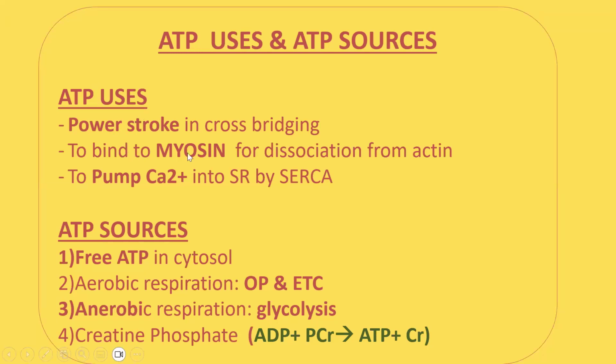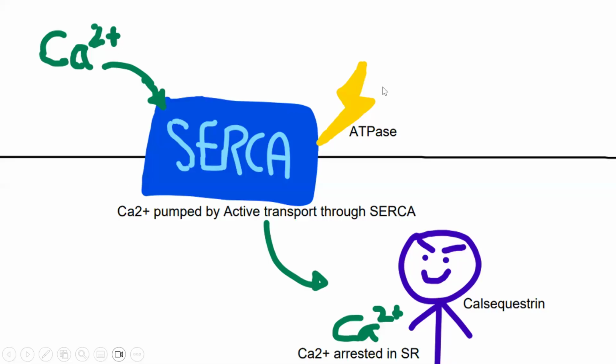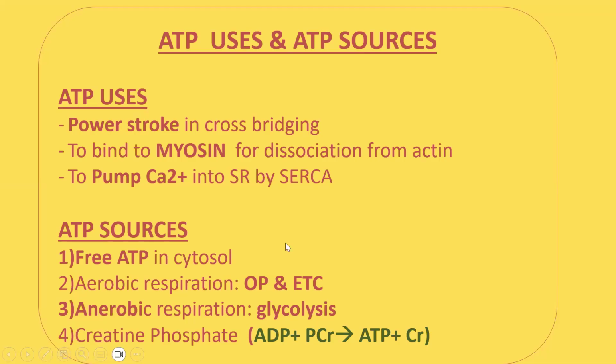The second location is that another ATP molecule will come and bind to the myosin head to cause the detachment of myosin from actin when we want to repeat the cross-bridge cycle. The third location is what we just discussed. We need ATP to pump calcium back into the sarcoplasmic reticulum. So again, ATP is used in three locations: the power stroke, the detachment of myosin from actin, and pumping calcium back into the sarcoplasmic reticulum. Okay, now where do we get this ATP from?